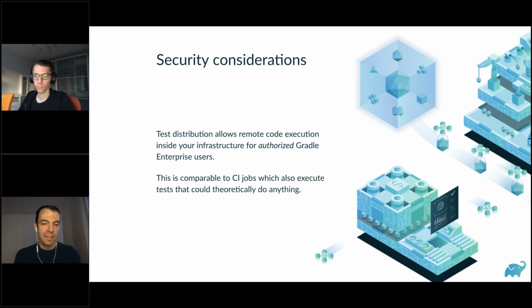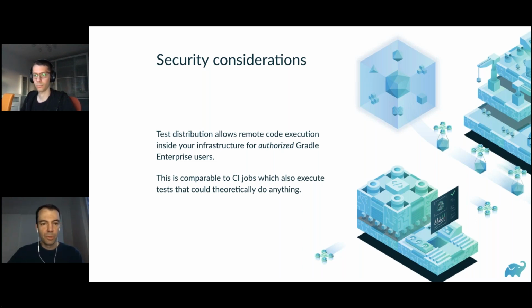And this is basically comparable to how a CI job works. If you have a CI agent and you run tests on that CI agent, you basically have the same issue. Those tests can do anything that you can do from your test code. Any files you can read from that VM that runs the tests, you can also read from the distribution agent. So in that sense, it's very similar to a CI agent, and the same security considerations apply.